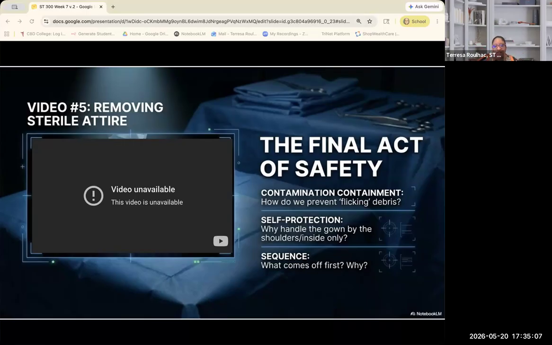This is that final act of safety. Sterility does not end when the case ends. You may see that somewhere, so I will repeat it. Sterility does not end when the case ends. Contamination control continues until you are fully out of that PPE.